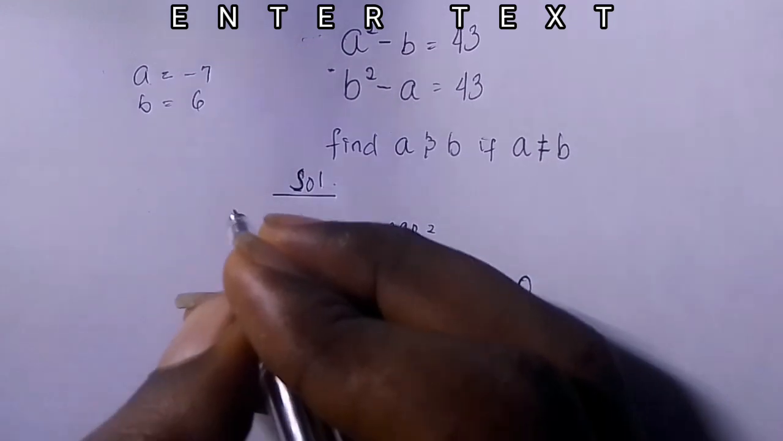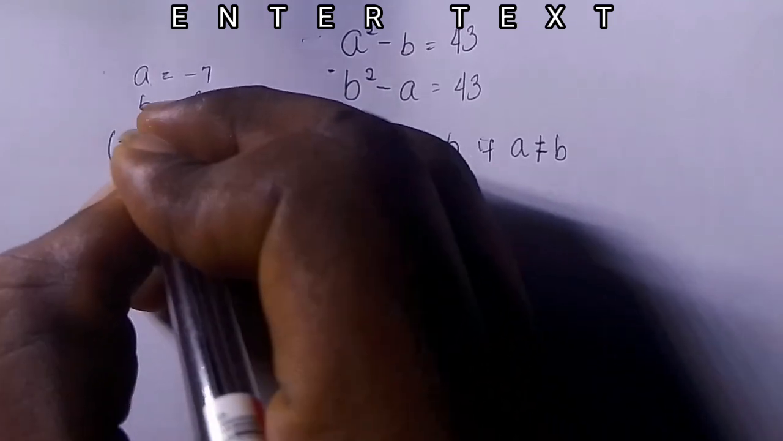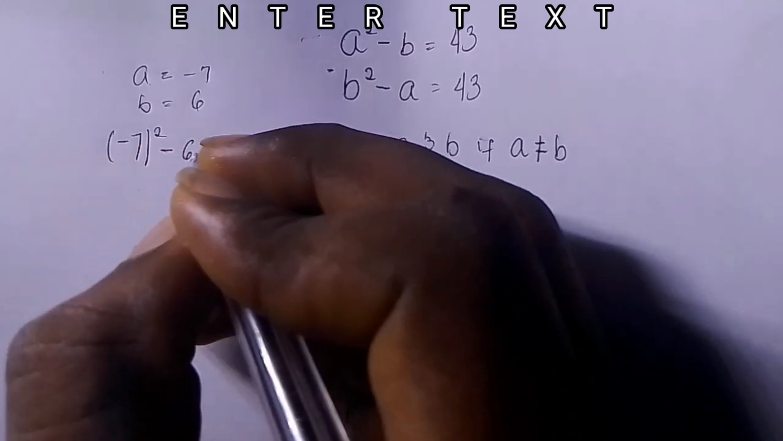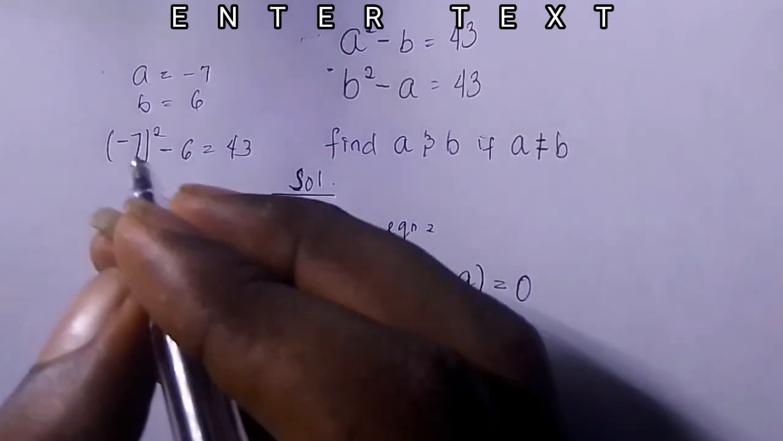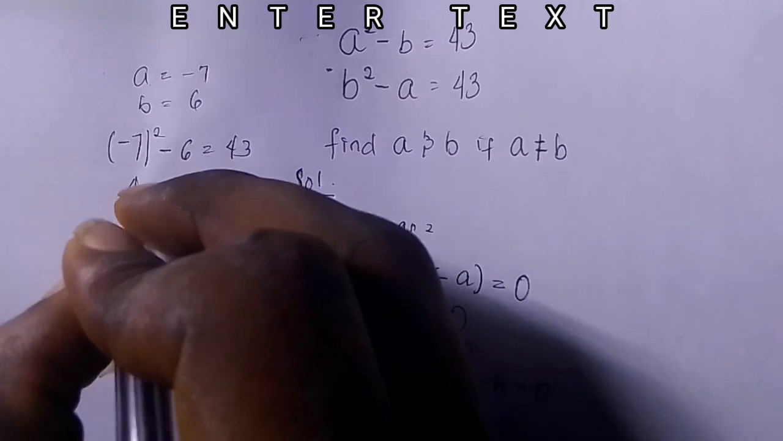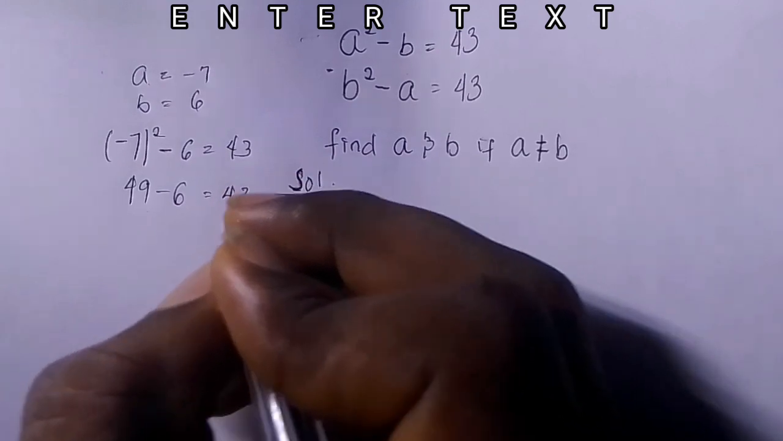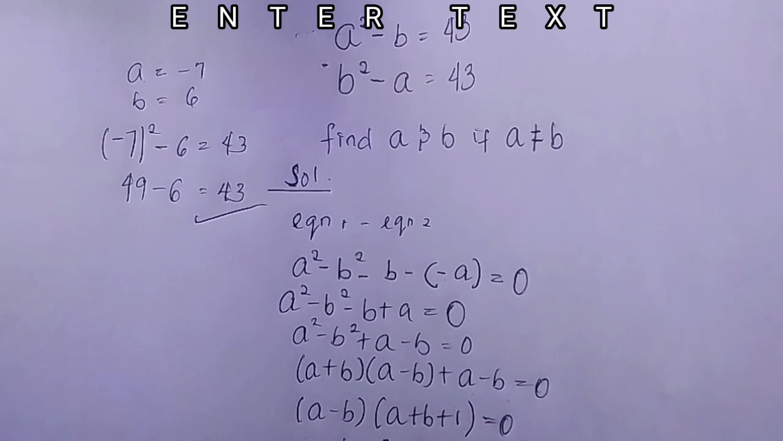So since a equals minus 7, that's minus 7 squared. That's for the first equation, minus 7 squared, then minus b, which is 6, equals what? Does it give us 43? If yes, then we're correct. Minus 7 squared is 49, minus 6. 49 minus 6 definitely gives us 43. So that's definitely correct.